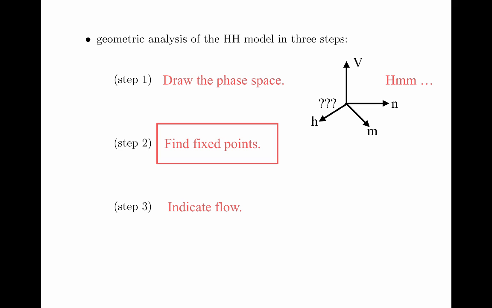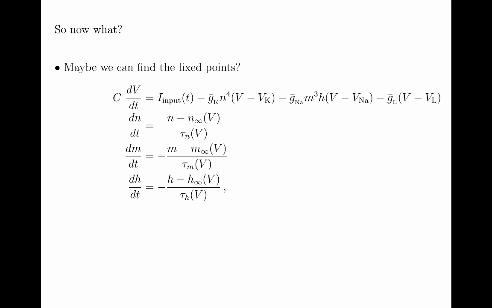Well, let's focus on step 2. We already know that drawing the phase space is complicated. Maybe we can somehow find the fixed points. How do we do that? Right? Can we find the fixed points in our Hodgkin-Huxley model? Well, maybe we can. We have our 4 differential equations. If we want to find the fixed points for this system, we want to set each differential equation equal to 0. So we want to set dV/dt equals 0, dn/dt equals 0, dm/dt equals 0, dh/dt equals 0, and then solve.